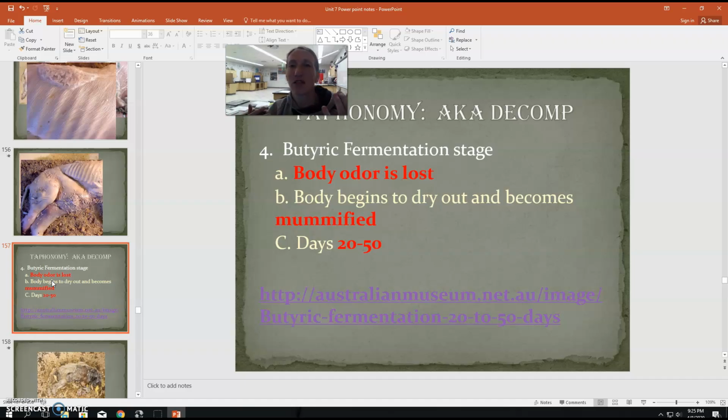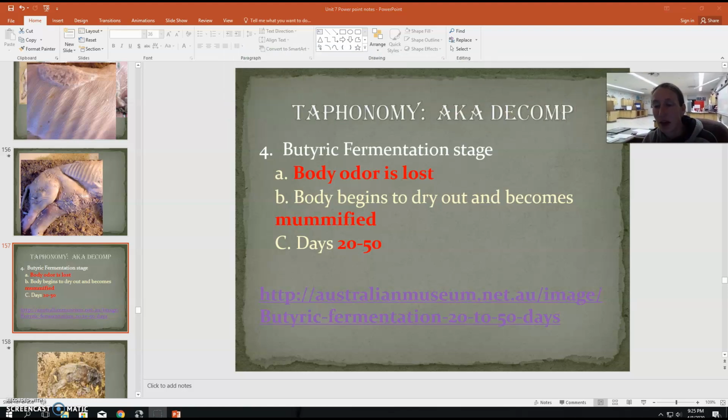They don't want the soft tissue. They're not going to hang around as much. But the new insect that loves to come in are the beetles. Beetles love the tendons and the ligaments and the leathery skin. They love that part. So that is something to think about on stage 4, is when the beetles start to show up when things are nice and dry. Okay? All right, so butyric fermentation, mummification, the skin gets dried out, 20 to 50 days.